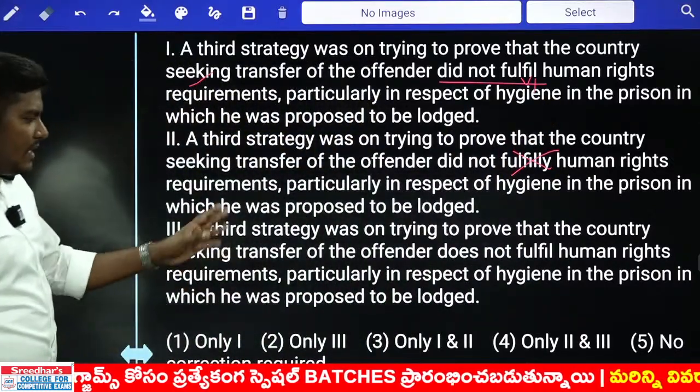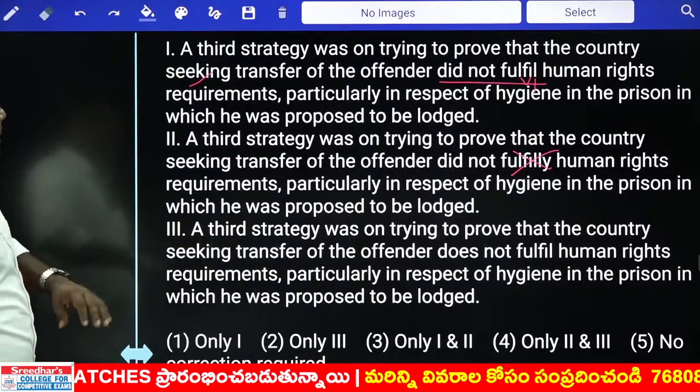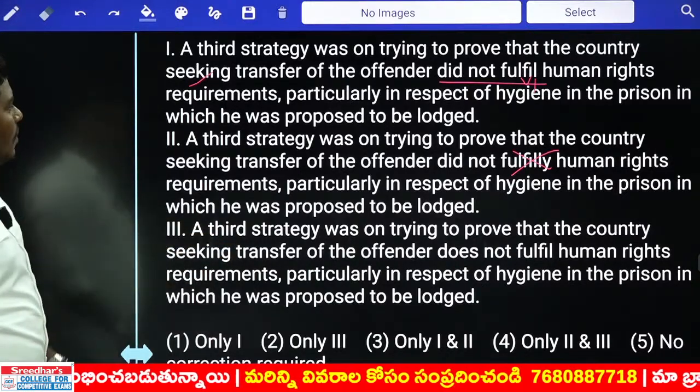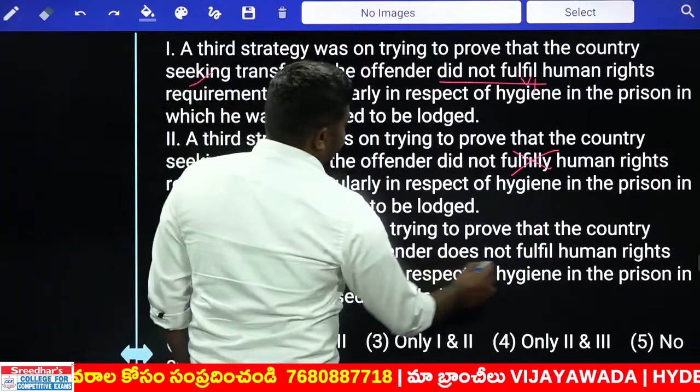Fulfill is wrong. The country seeking transfer of the offender does not is given here.